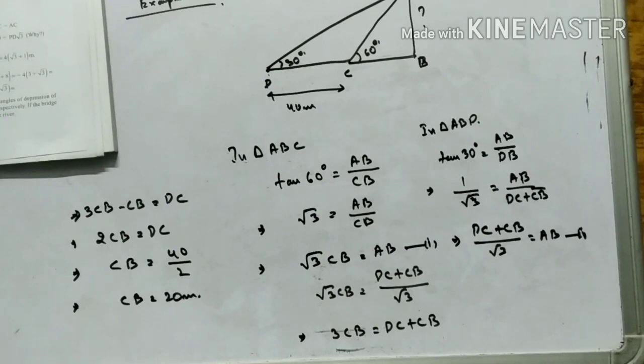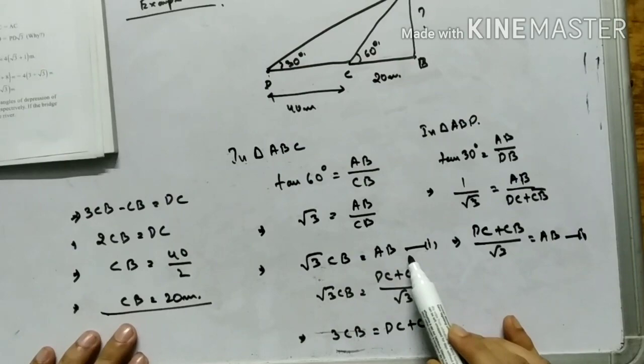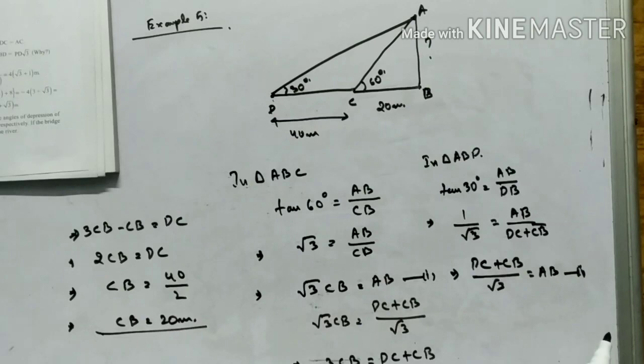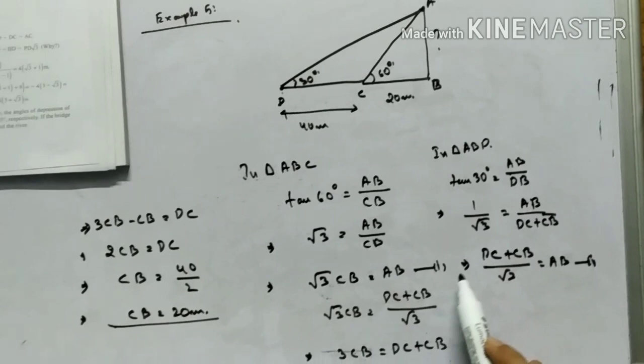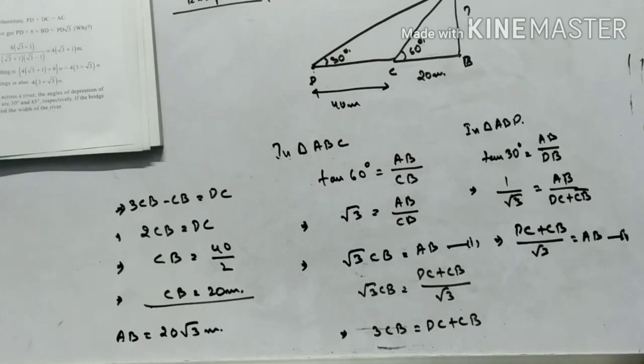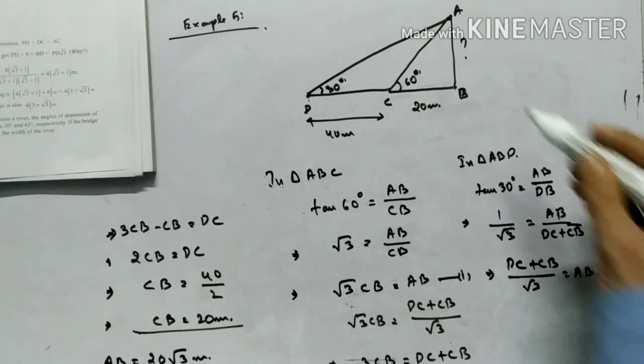CB, how much you got? 20 meter. This value of CB, if I put it in equation 1, then I will get the value of AB. CB value in any other equation I could put, but if I put CB value in equation 1, then I will get AB is equals to 20 root 3 meter. So therefore the height of the tower, it is 20 root 3 meter I got.